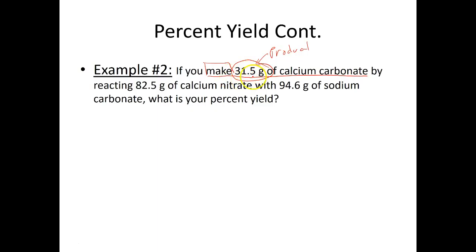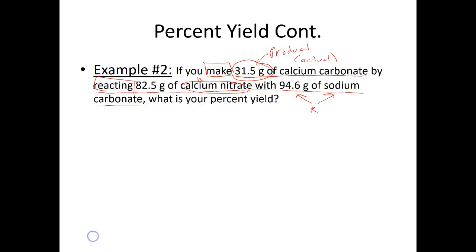But anyways, if I make something, that's my product, and I have this 31.5 grams, which is a measured amount. So this is my actual amount, okay? Now, I'm reacting. So this tells me that calcium nitrate and sodium carbonate are my reactants. That's my keyword, reacting. So I'm going to label that reactant and label this reactant. Okay? So now I can go ahead and write my equation up here.